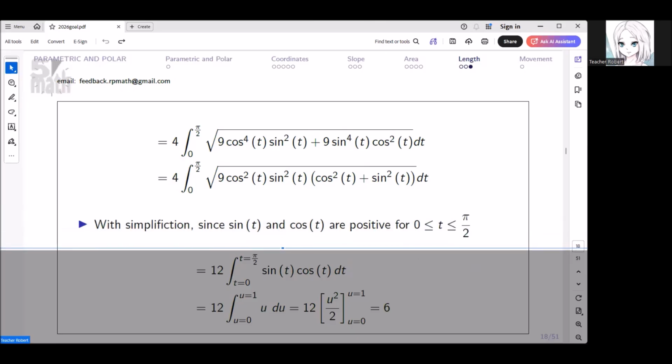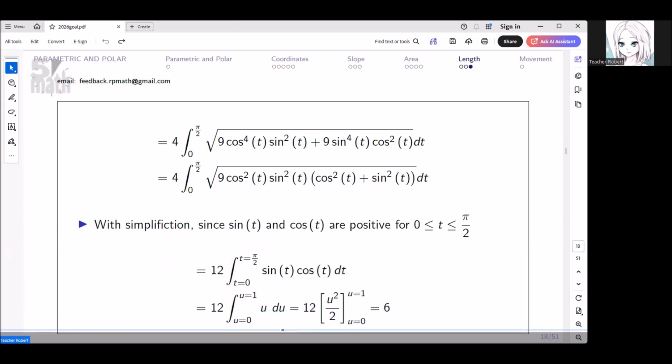With simplification, since sine of t and cosine t are positive for t greater than or equal to 0, less than or equal to pi over 2, we get the following.